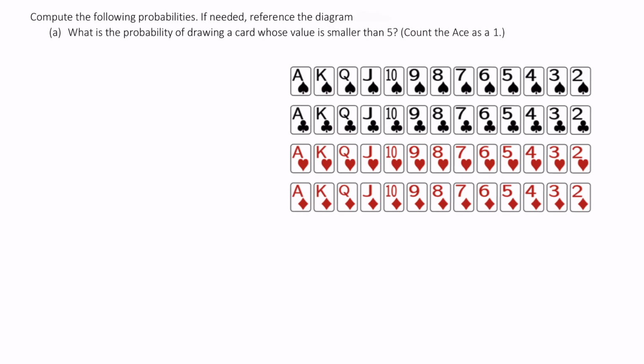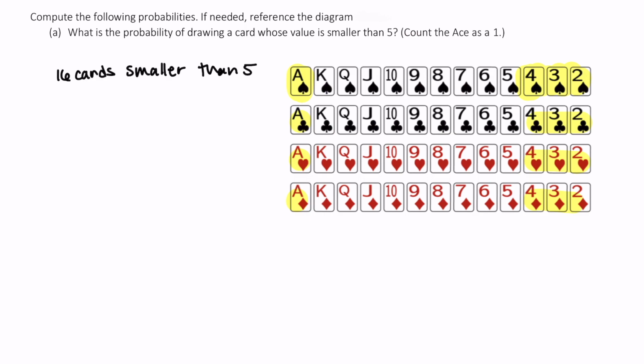So quickly, let's notice there are 4 different suits, and each of them have identical card labels. The only difference is the symbol: spade, club, heart, or diamond. So we really just need to count up all the values smaller than 5 from one suit. And those are these values: 4, 3, 2, and the ace. And there are 4 of them. That tells me that there are 16 total cards that are less than 5. And I went ahead and highlighted them here.